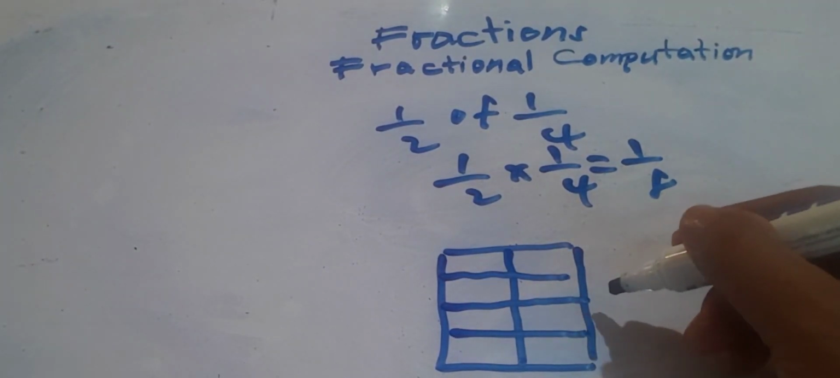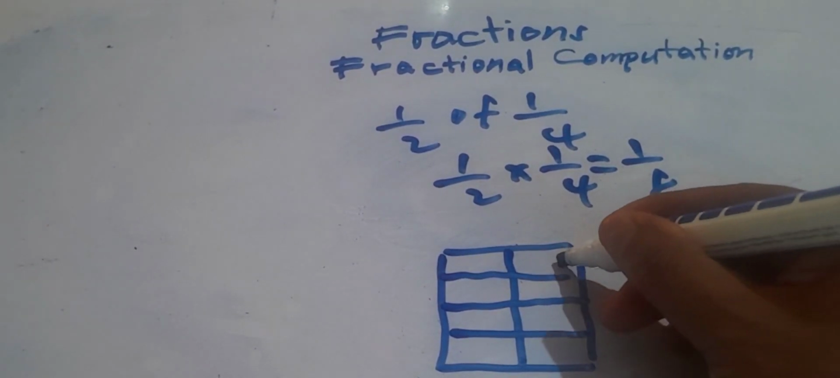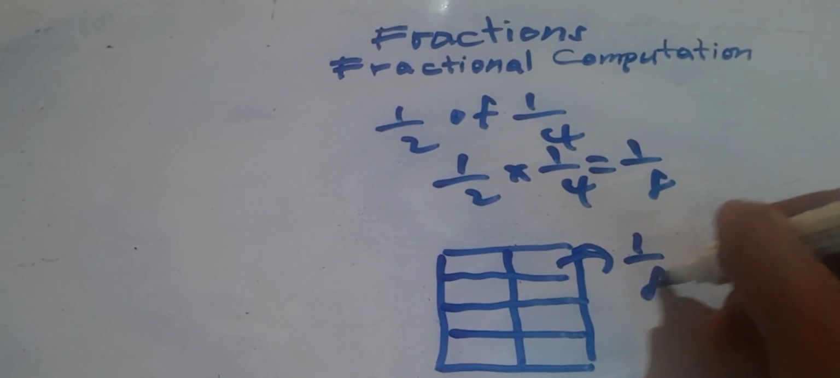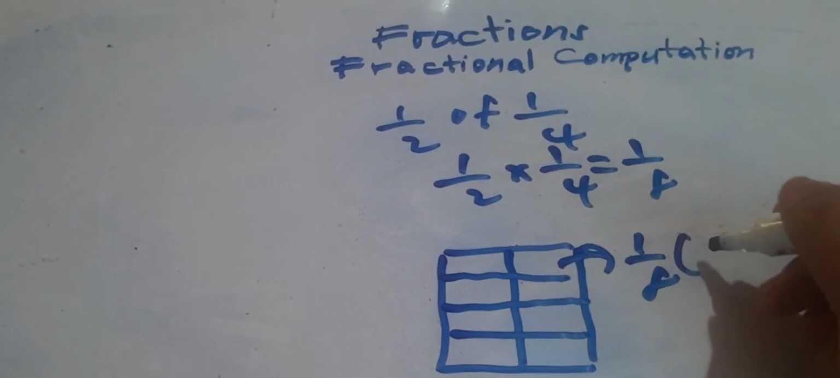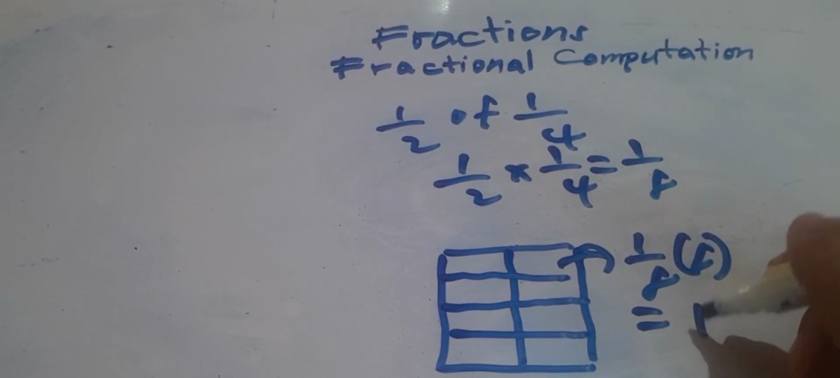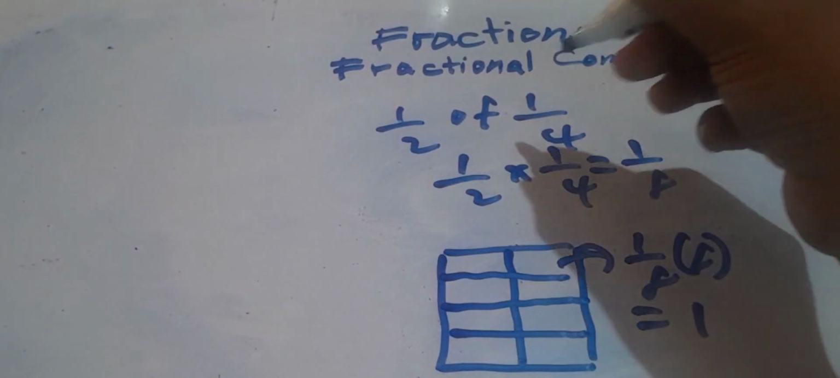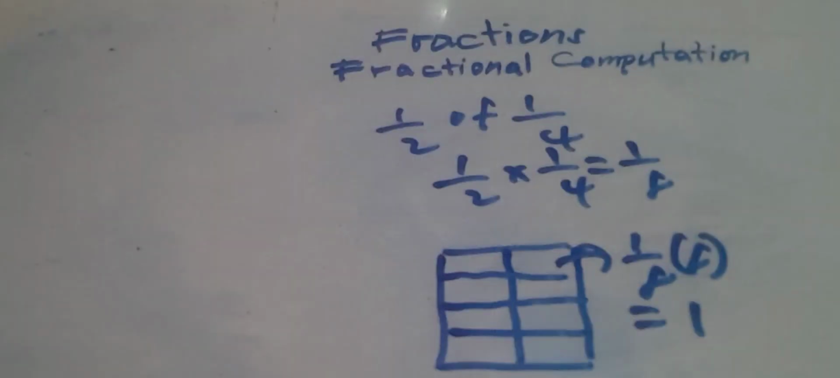This is now called eighths. One of the eighths is 1/8, this one. So how many 1/8? 1, 2, 3, 4, 5, 6, 7, 8. So 1/8 times 8 is equal to 1. So what is 1 half of 1/4? That is 1/8. So that's it.